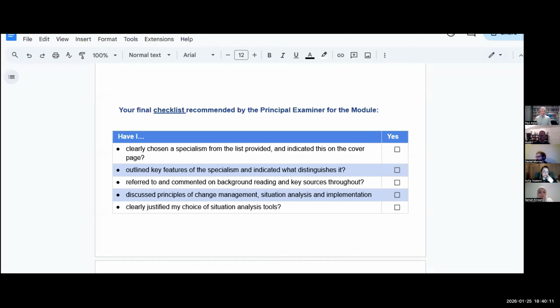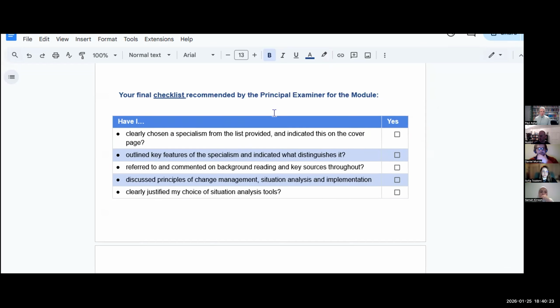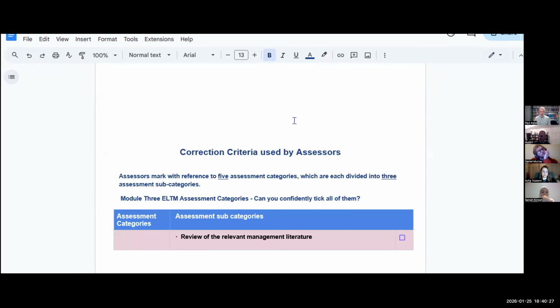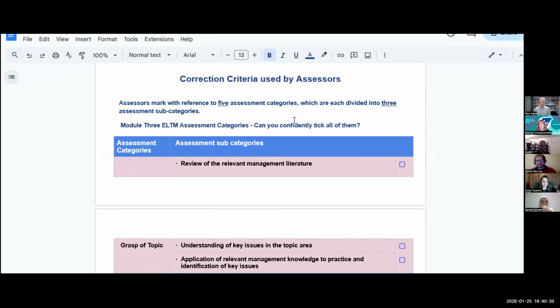Then at the end of this document, you'll see very extensive checklists, again, to help you ensure that you've included everything that you need to. You've included everything you need to for the examiner, okay? And again, you would go through, check these off, and I would just make sure, right, you've got all that there as well.